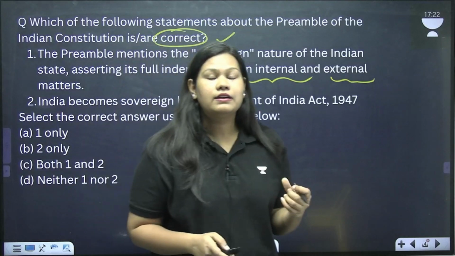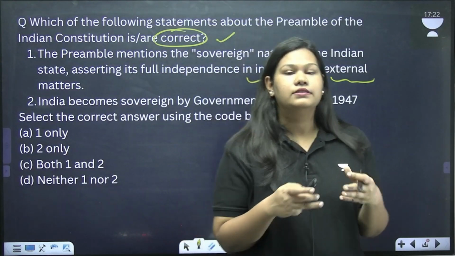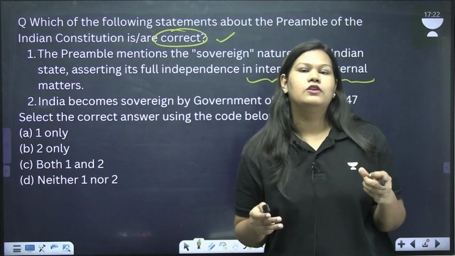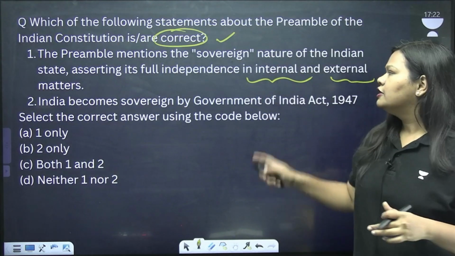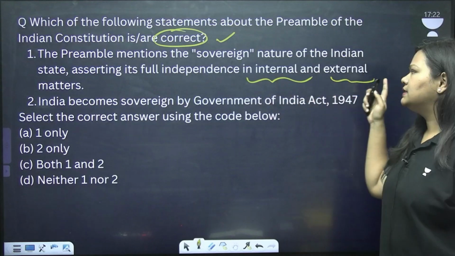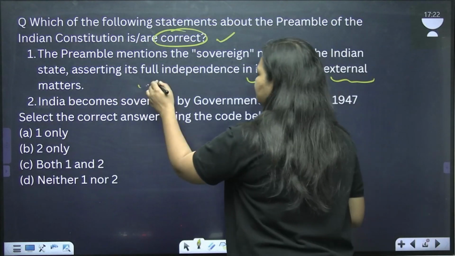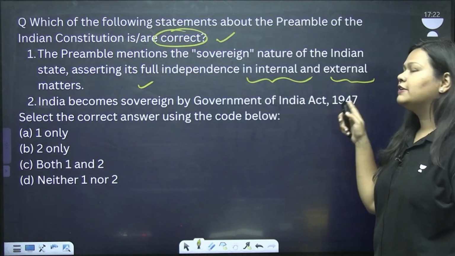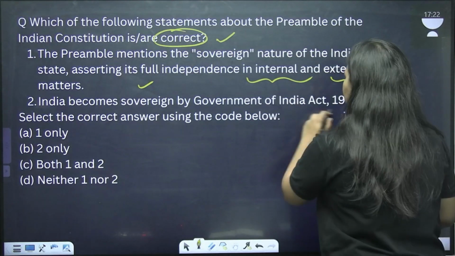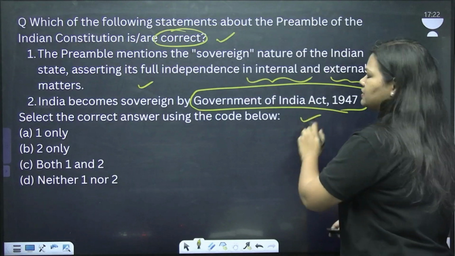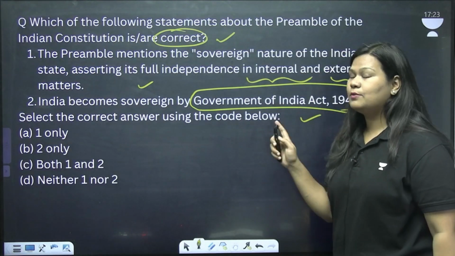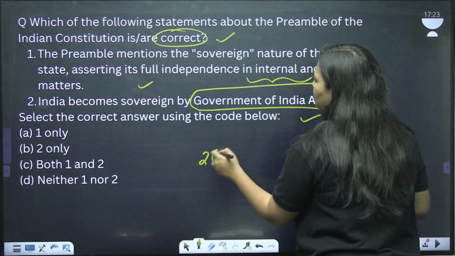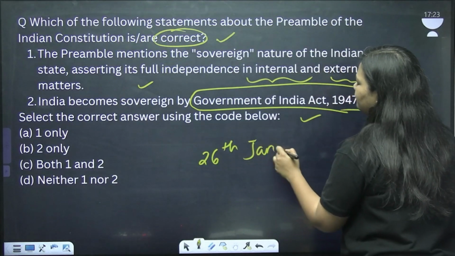It can declare war, it can establish or terminate diplomatic relations with countries on its own, and it doesn't need approval of any external power. So India enjoys both internal as well as external sovereignty. So this statement is correct. Now the second statement is India becomes sovereign by the Government of India Act 1947. This is the act by which India got independence, but it was not sovereign at that time. India became sovereign on 26th January 1950.